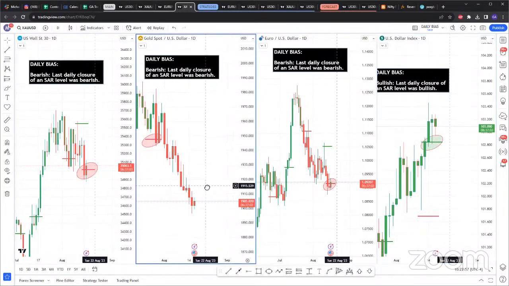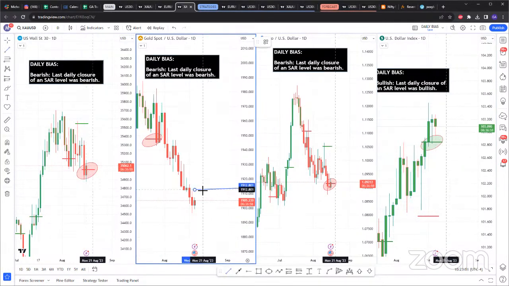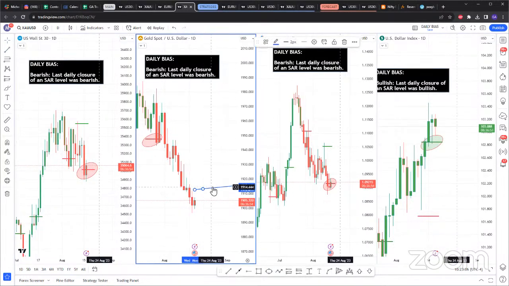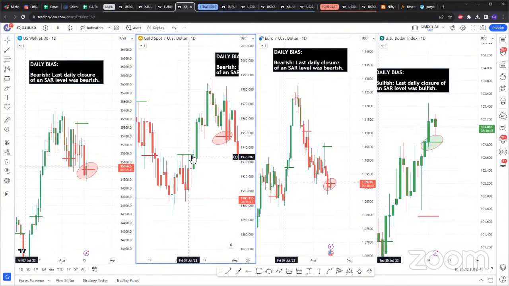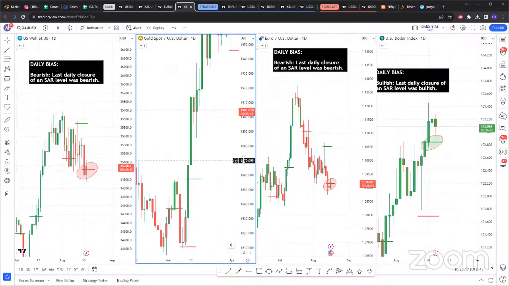Now, personally, for gold, I'm waiting for that green SAR. The only time I'd be looking to buy gold is if we get that green SAR. And if we do get that green SAR, like for example here, this one right here, let me give you an example of what I would want to see.